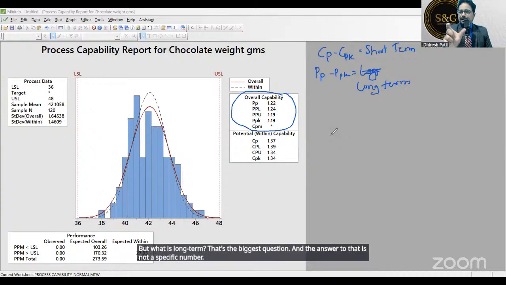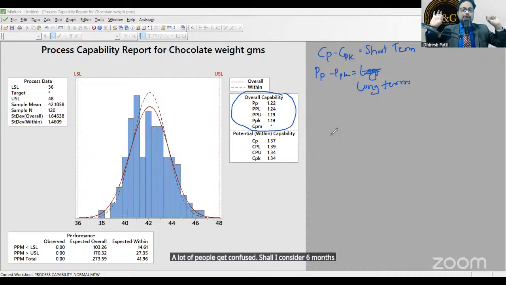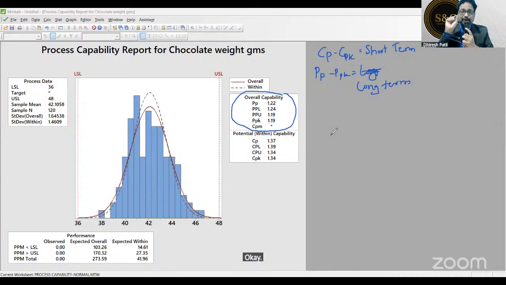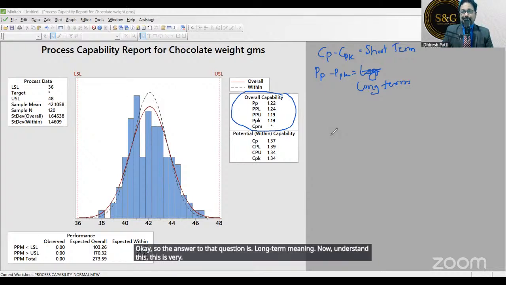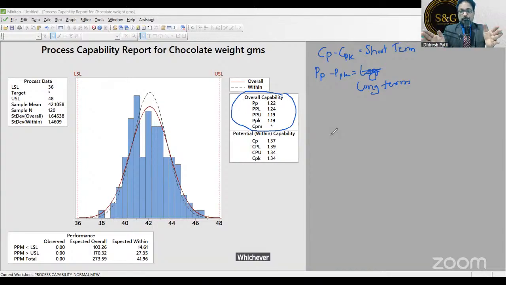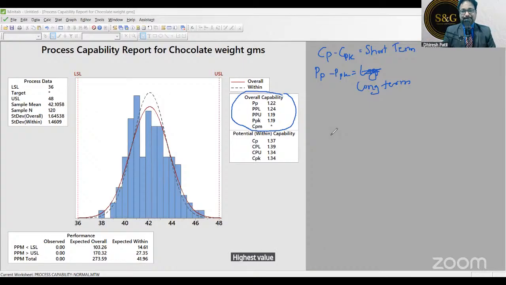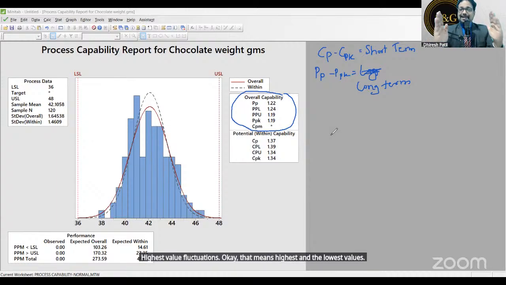A lot of people get confused. Shall I consider 6 months as a long term, or 1 year, or 3 months? So the answer to that question is this, and it is a very interesting explanation. Long term means whichever data set can encompass, listen to me very carefully, all the potential highest value fluctuations. That means the highest and the lowest values, if that can be encompassed within it.